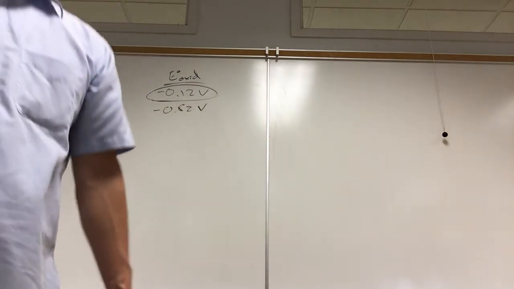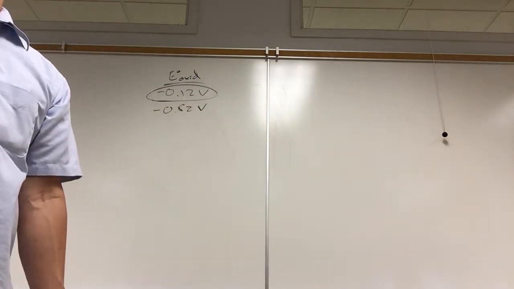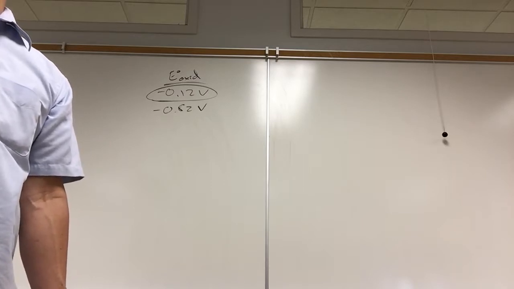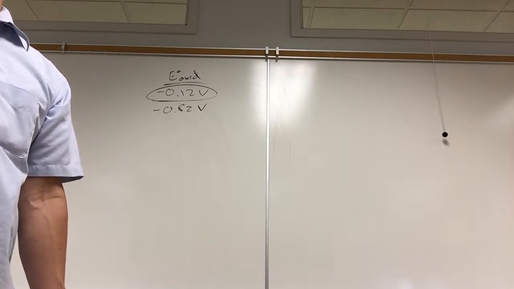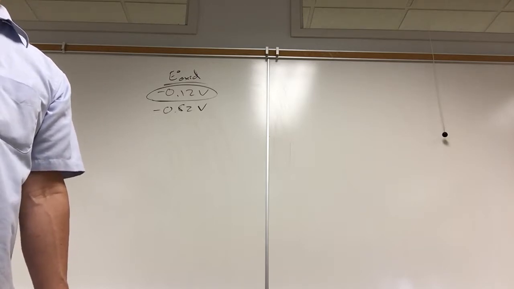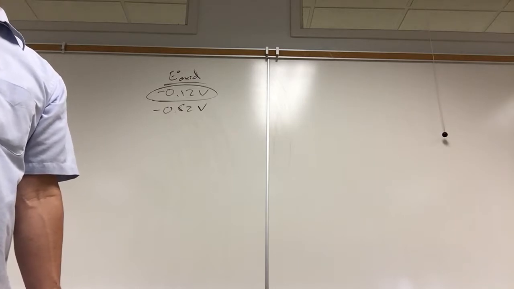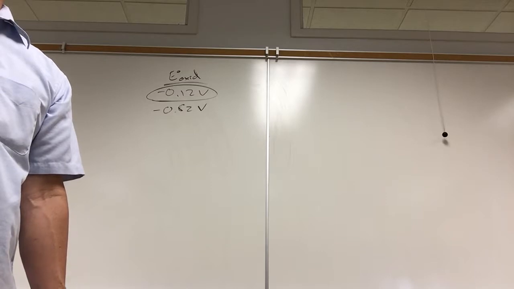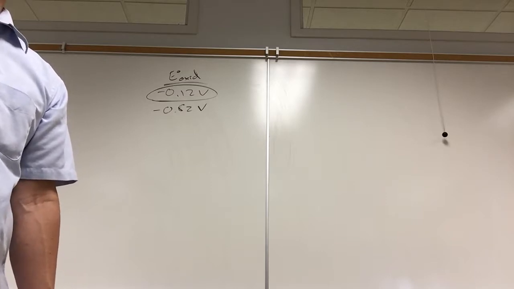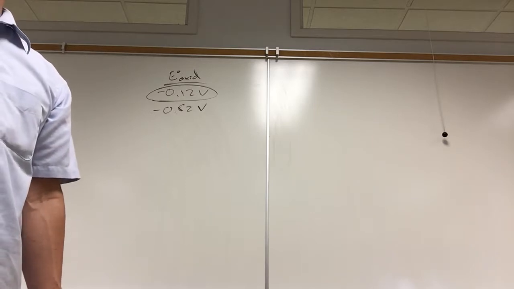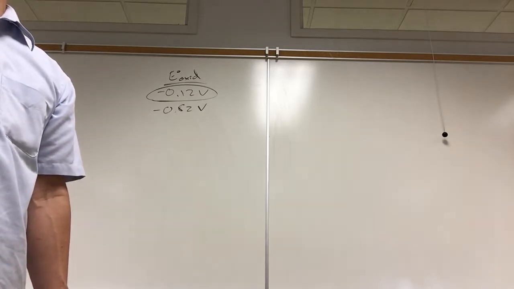Why? This is like asking what's a higher temperature, negative 10 degrees C or negative 5 degrees C. Negative 5 degrees C would be a higher temperature. It's not asking you which is a larger voltage. Negative 0.82 would be right if I were asking what's a larger voltage, but I'm not. I'm asking what's a larger oxidation potential, right?